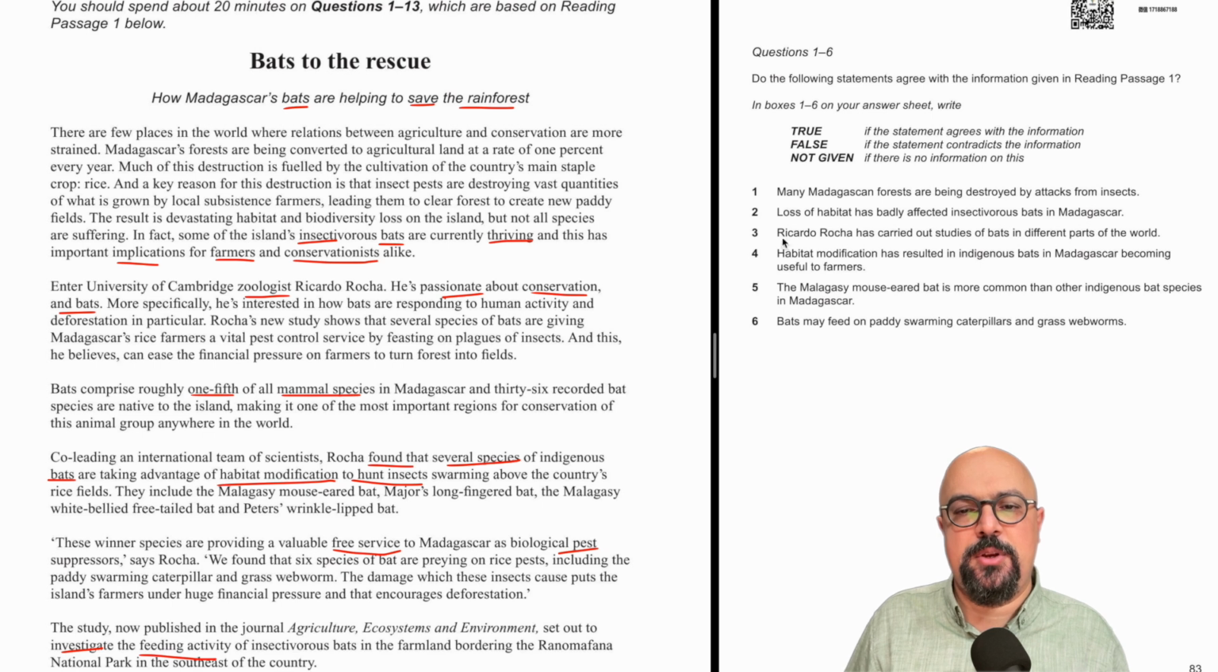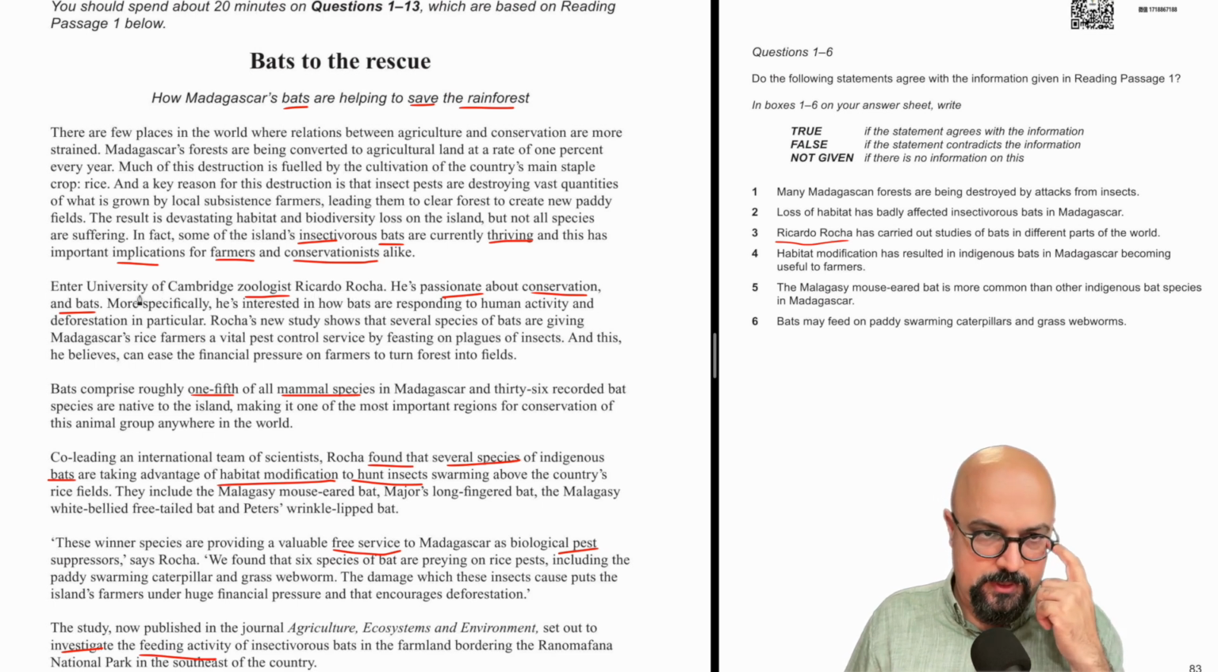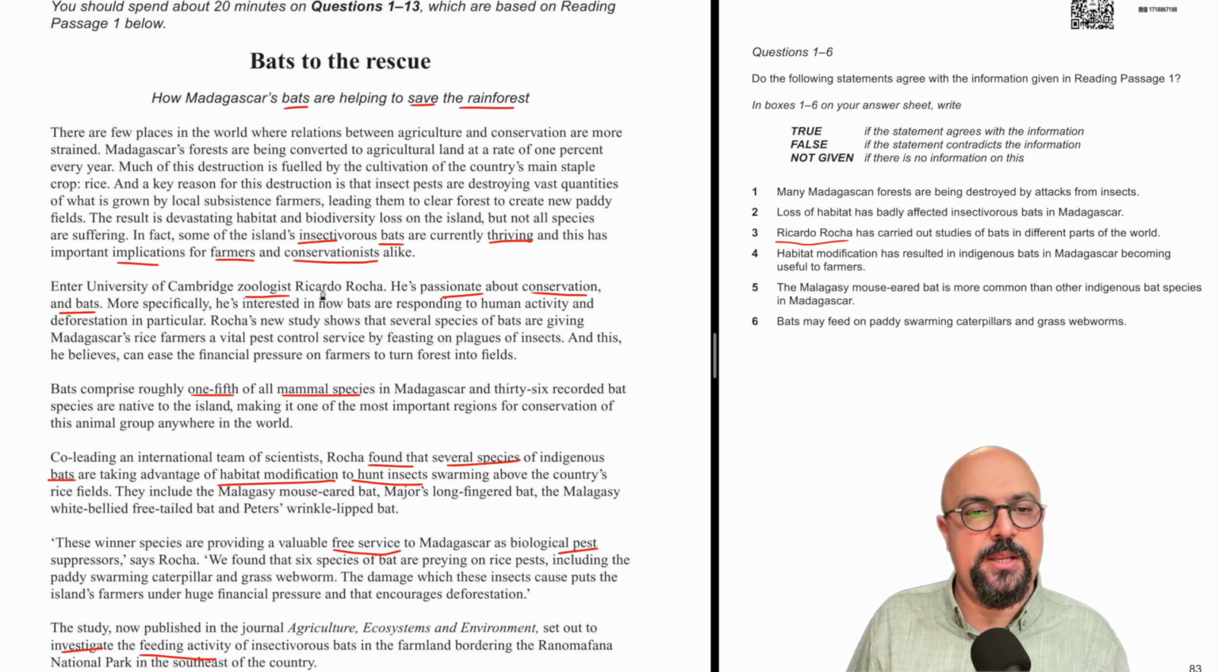Okay, I can see this name, Ricardo Rocha, and it's the full name, meaning that's the first time this name was mentioned, Ricardo Rocha. Okay, so this is the part where he is introduced. So I would probably answer this first, and then make my way back to number 2 and 1. So he's passionate about blah blah blah. Okay, I need to know if he carried out studies of bats in different parts of the world.